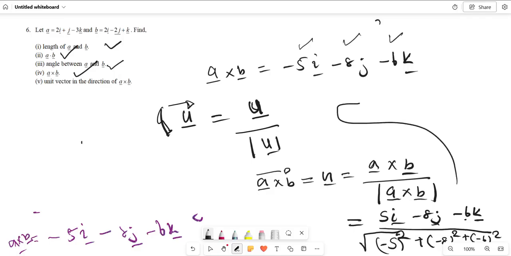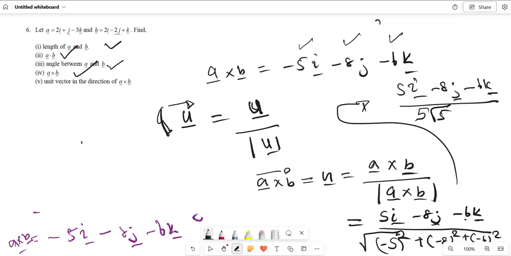Okay, what's the answer? Answer is still minus 5i minus 8j minus 6k divided by, 5 squared is 25, and here 64, and here 36. 64 plus 36 means 100, and this is 125. That means 25 into 5. Square root of 25 into 5, we know that 25 has a square root, so it is 5. 5 into root 5. Okay, that means this whole thing you want to divide by 5 into root 5.